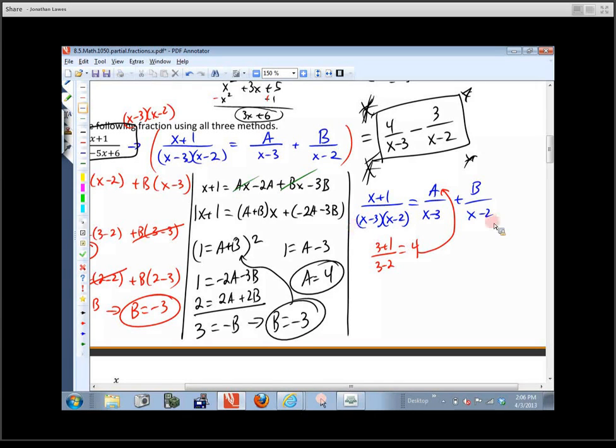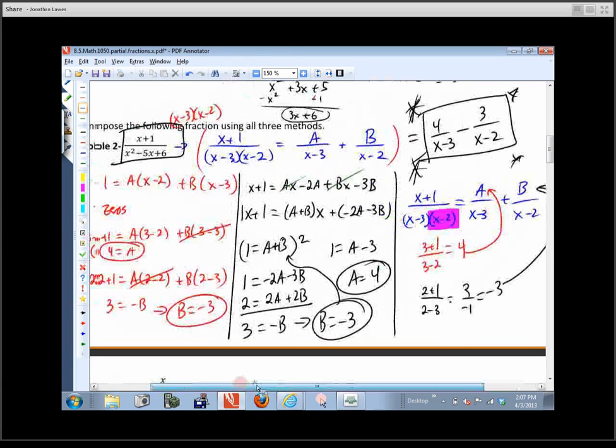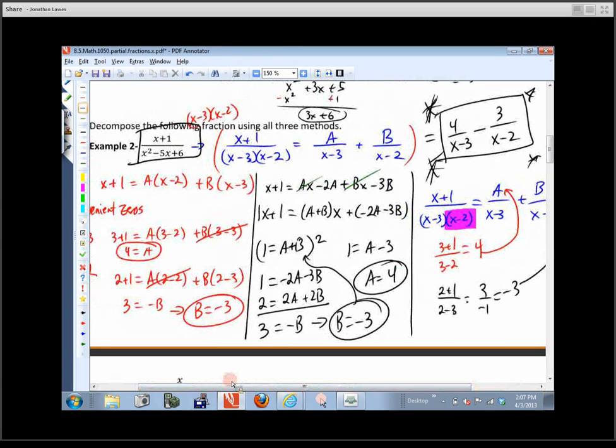If I'm going to figure out what B is, what factor do I need to cover up? I need to cover up the x minus 2, and I need to plug in a 2. So if I plug in a 2, I get a 2 plus 1 on the top, and a 2 minus 3 on the bottom, so I get a 3 over negative 1, and that is negative 3, and there it is right there. That is the easiest one.